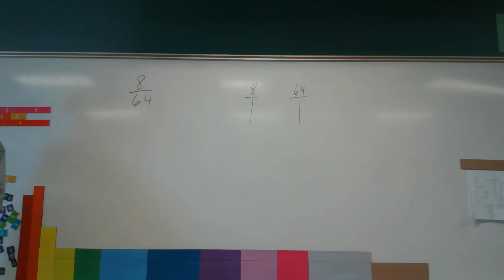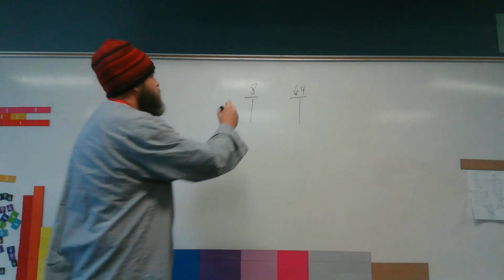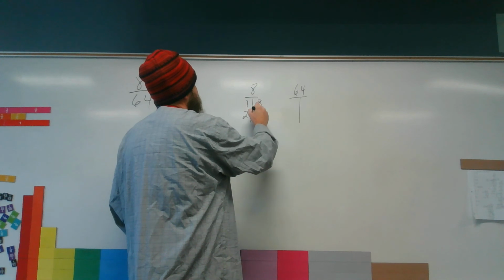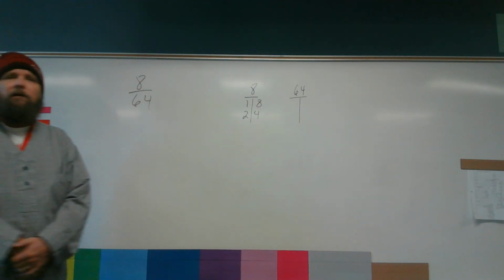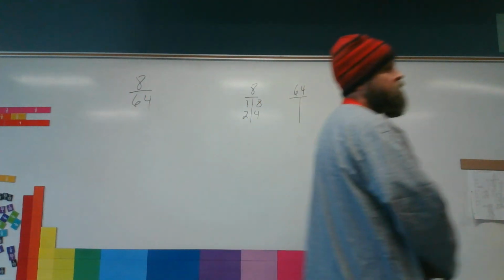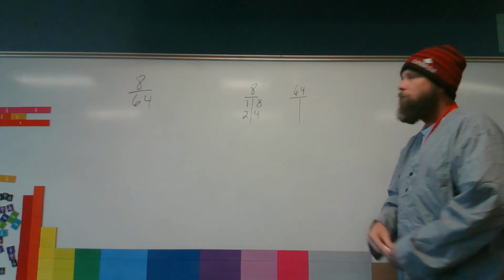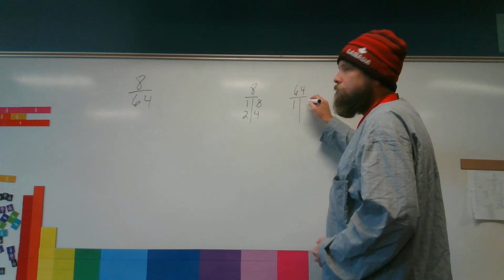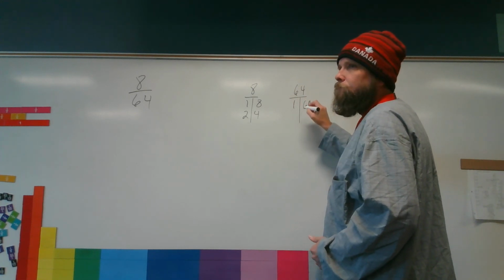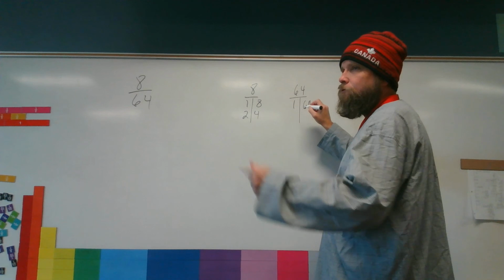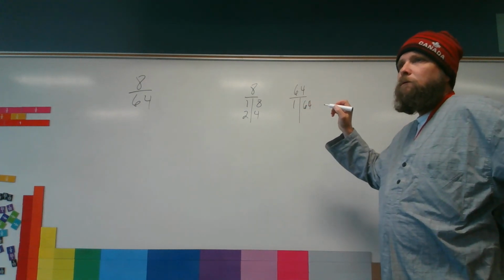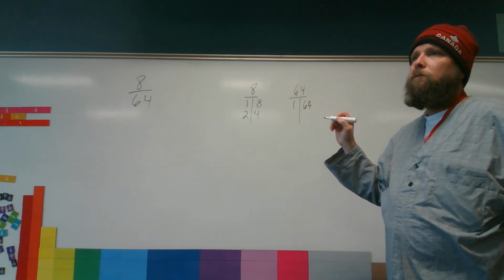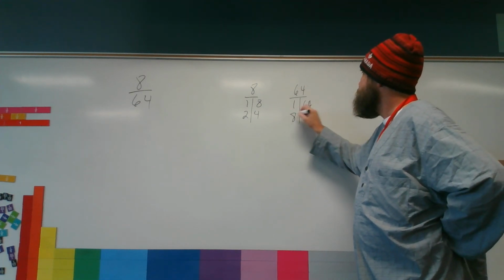Ian, what are my factors of 8? 1, 8, 2, and 4. Awesome sauce. Kendall, what are my factors of 64? 1, 64. It should be in your journal. This was the first problem we did yesterday. 8 times 8.